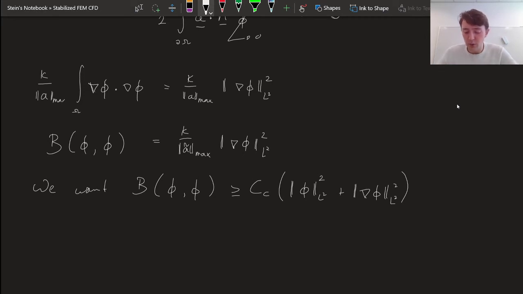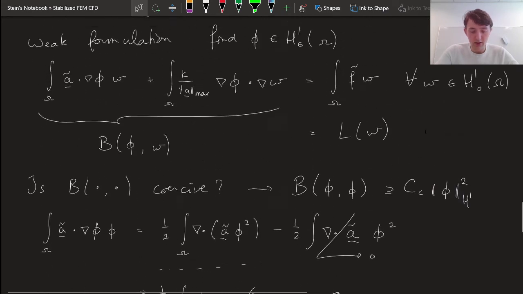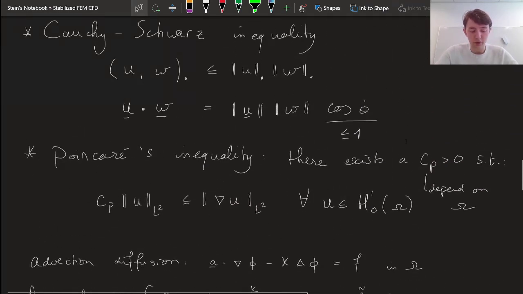So how do we get this into our equation? Well, we're going to need one of the inequalities that we introduced, and specifically we're going to need the Poincare inequality. The Poincare inequality relates a norm in L2 to a norm in the gradient of u.